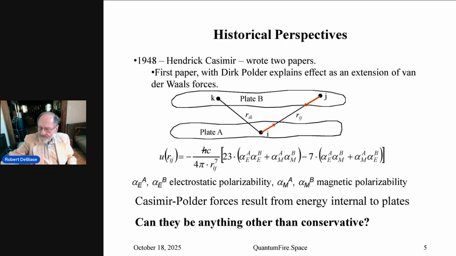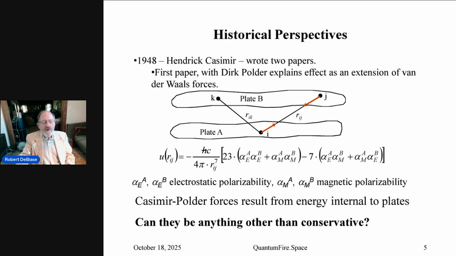Interestingly, the Casimir forces are known to be non-additive for many cavity geometries. But this whole thing of conservative and non-conservative I'll get into a little bit later.